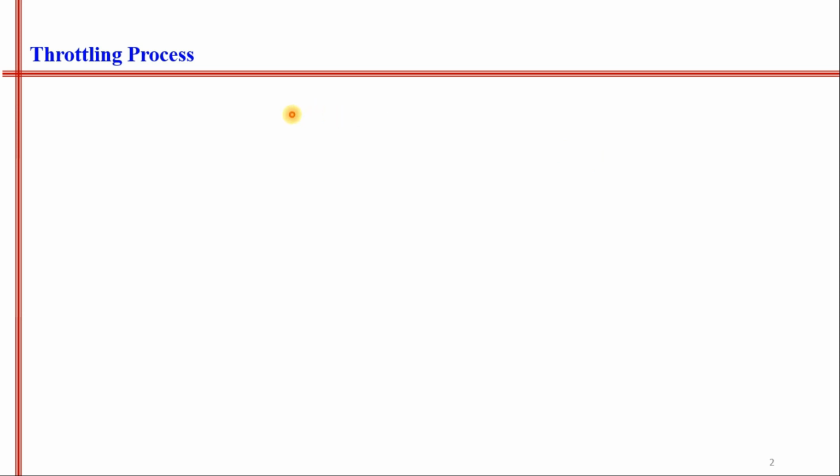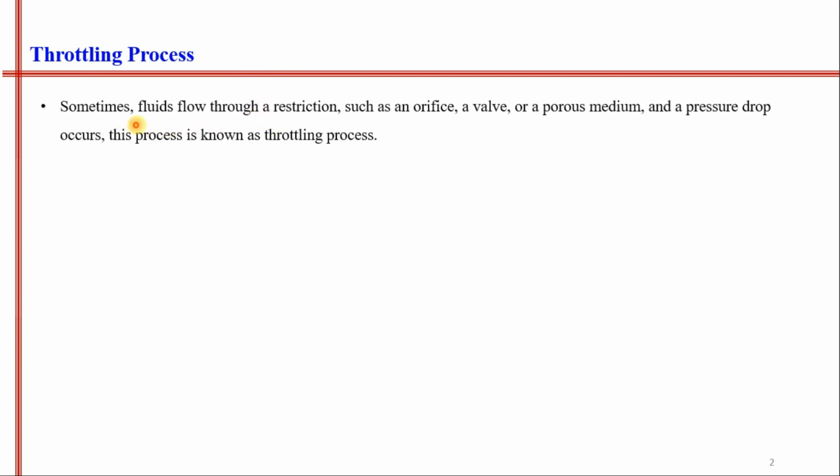Before going to the throttling calorimeter, first we have to look at the throttling process. What is the throttling process? Sometimes fluids flow through a restriction such as an orifice, a valve or a porous medium, and because of this restriction there is a drop in pressure inside the pipe. This process is known as the throttling process. In the throttling process, no work is developed and the enthalpy of the system remains constant, meaning the enthalpy of the system before throttling is equal to the enthalpy of the system after throttling.